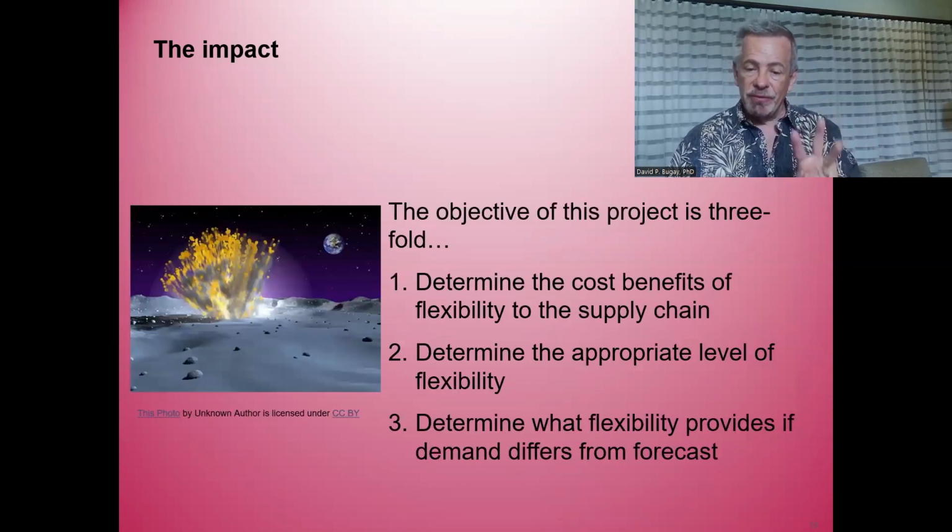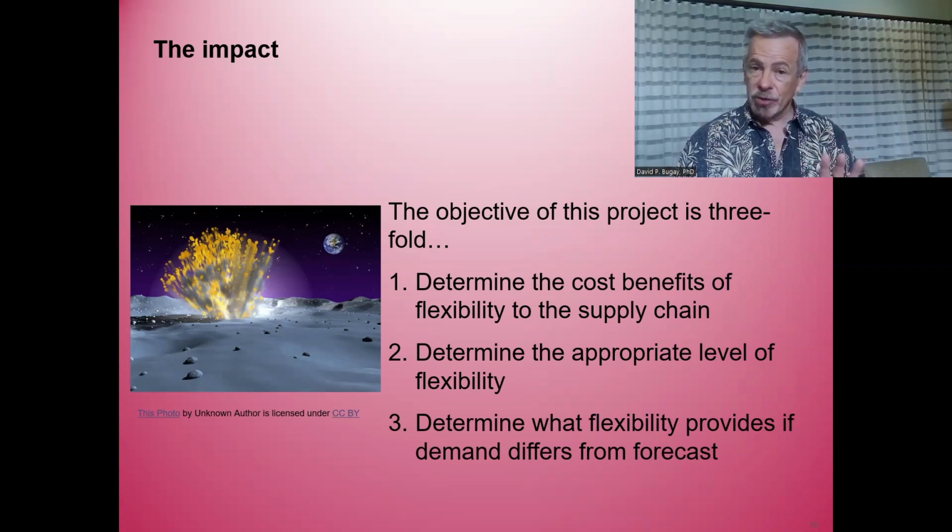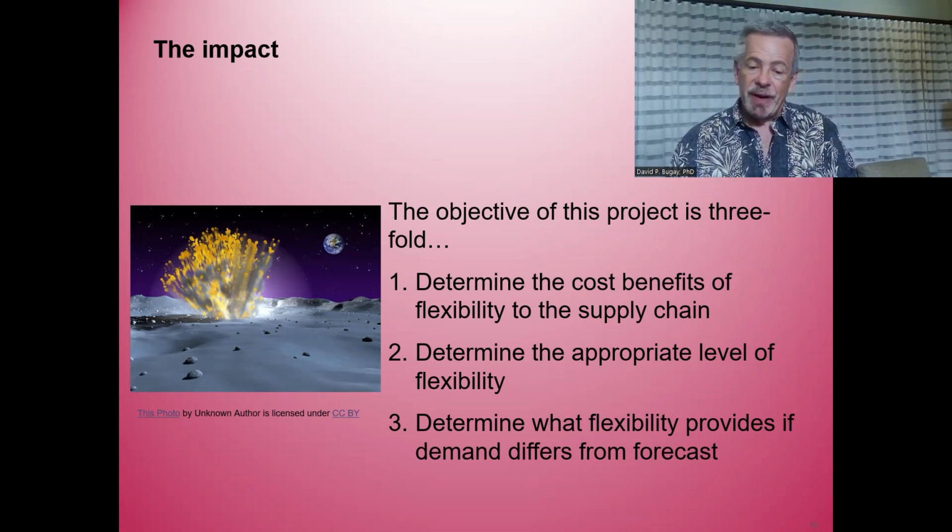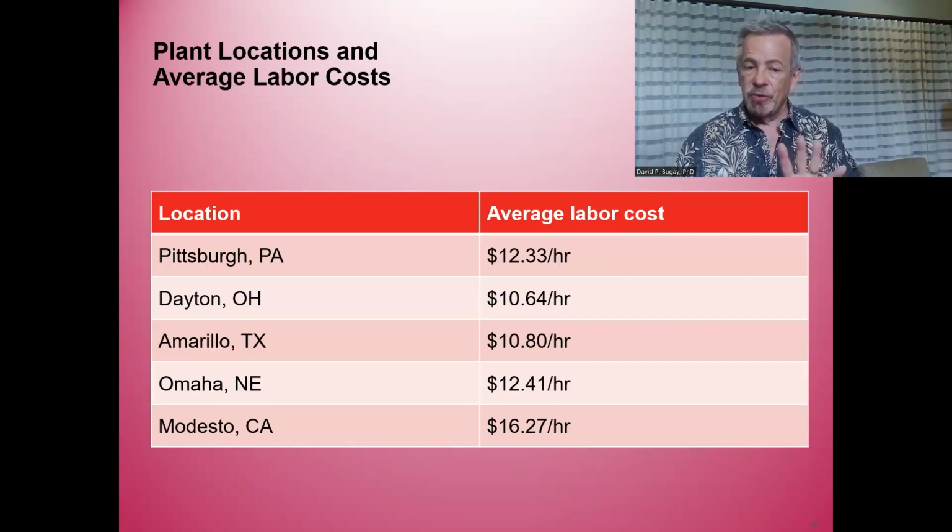So, the objective is threefold. Number one, determine the cost benefits of flexibility of supply chain. We already talked about the fact that the more flexibility you have, you have a couple of things. Number one, your transportation costs, especially with multiple plants, will be much lower. But your manufacturing costs will be higher because you have to have multiple different setups readily available to ship in a rapid motion. So with that being said, consider the approximate level of flexibility that you're going to have, and whether it provides for the demand if the demand differs from the forecast. You want to pay attention to those aspects.